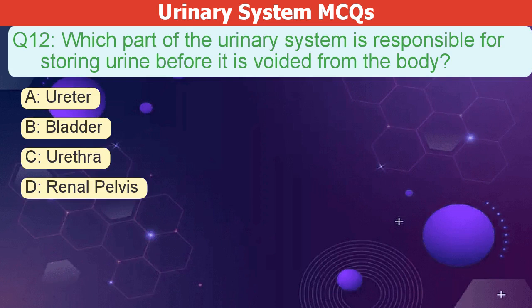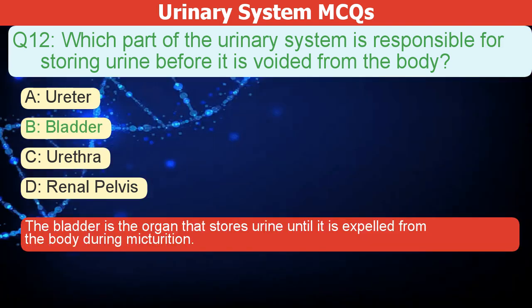Which part of the urinary system is responsible for storing urine before it is voided from the body? A. Ureter. B. Bladder. C. Urethra. D. Renal pelvis. The correct answer is B. The bladder is the organ that stores urine until it is expelled from the body during micturition.